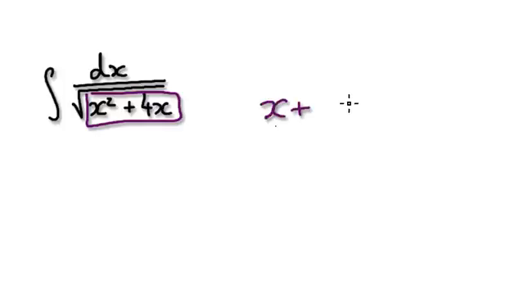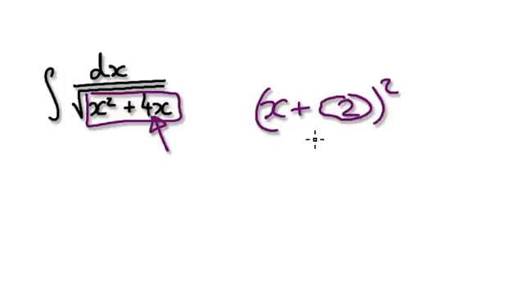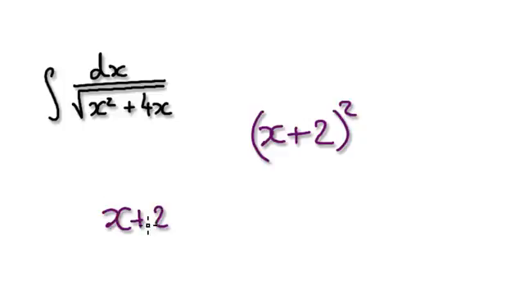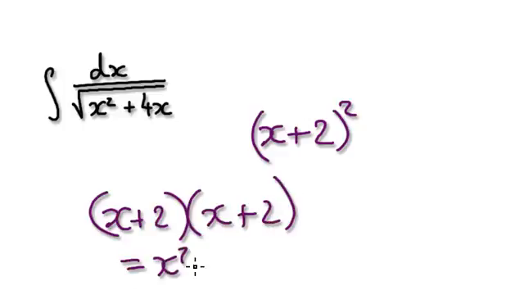When you try and rewrite this in this form here, it's always half of this, and that would be a 2. So to complete the square on this, it would be x plus 2. You would make this your initial guess, but when you square this, you would get x plus 2 times x plus 2. You would get x squared plus 4x, and then this last term here, which would be plus 4.